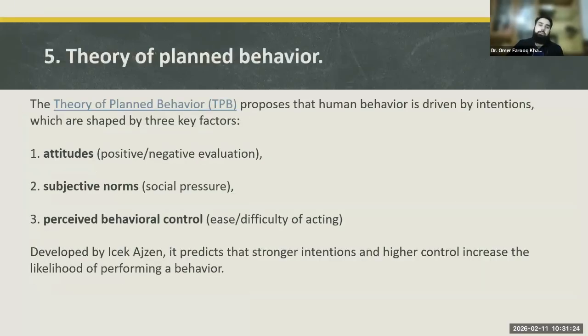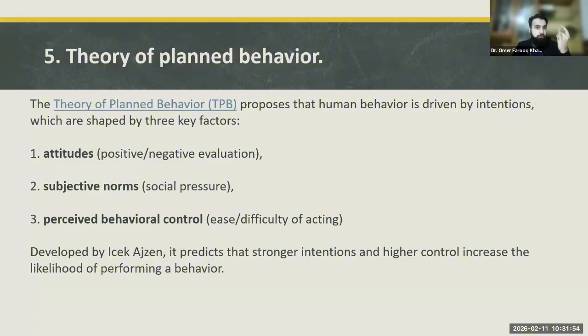And then there is the theory of planned behavior. The theory of planned behavior, shortly called TPB, proposes that human behavior is driven by intentions which are shaped by three key factors. So human behavior is always driven by an intention. An intention means a will to do something. An intention means a thought process behind doing something. So our intentions are shaped by three key factors.